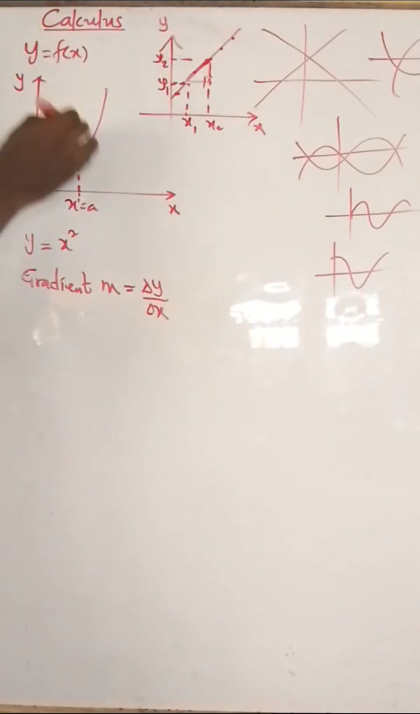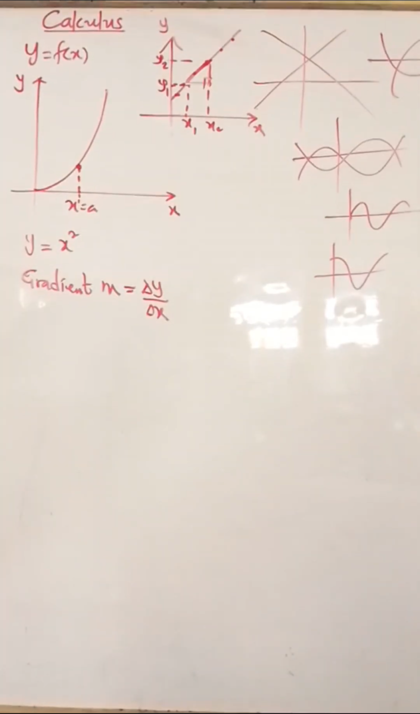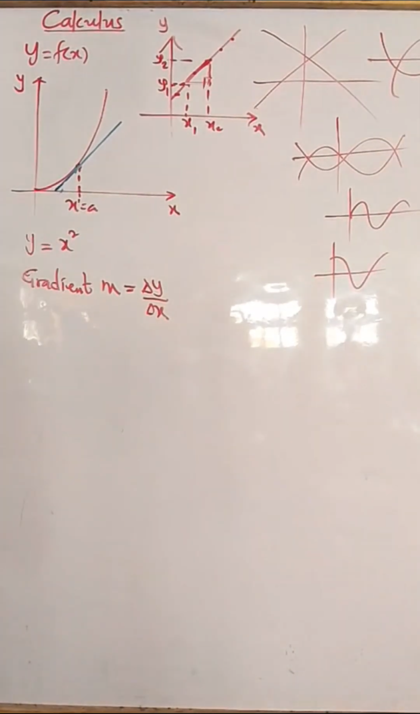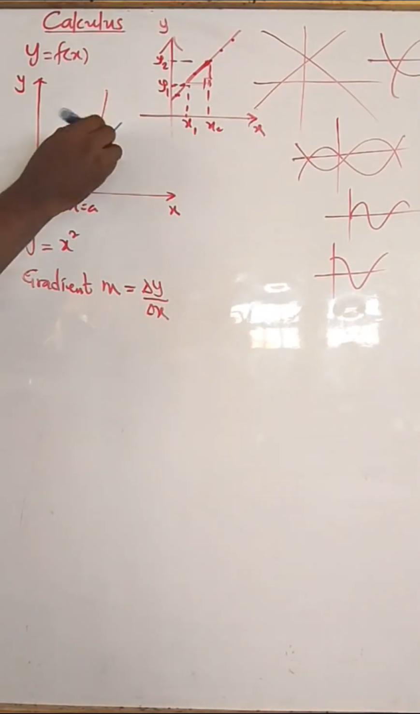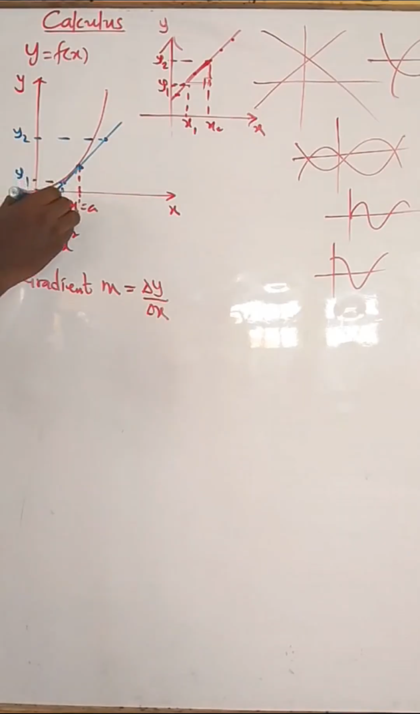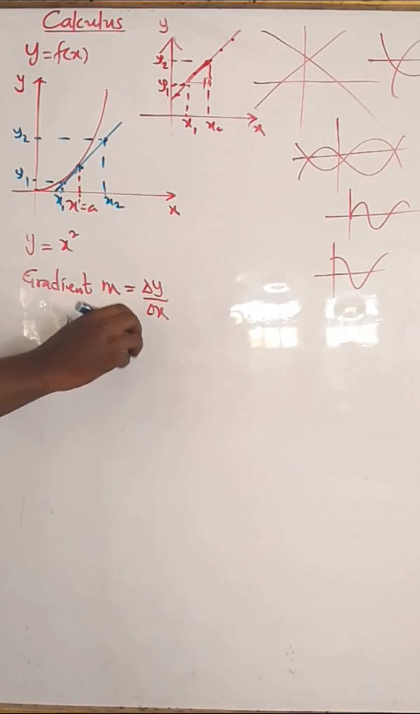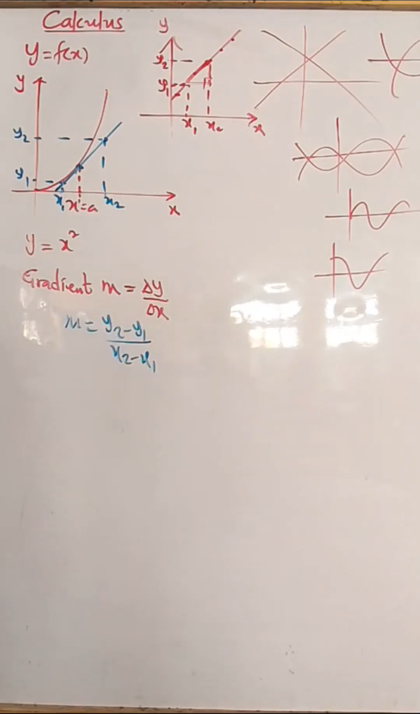To get the gradient of a curve at a particular point, we will have to draw a tangent, which is a straight line that will touch the curve at that particular point. Let's draw it. So at this point, x equals a, this is the point of contact of the tangent to the curve. Then on this tangent, we can now pick 2 points, and get the values of y1, y2, same here, x1, x2. Then we can apply that the gradient equals y2 minus y1 over x2 minus x1.